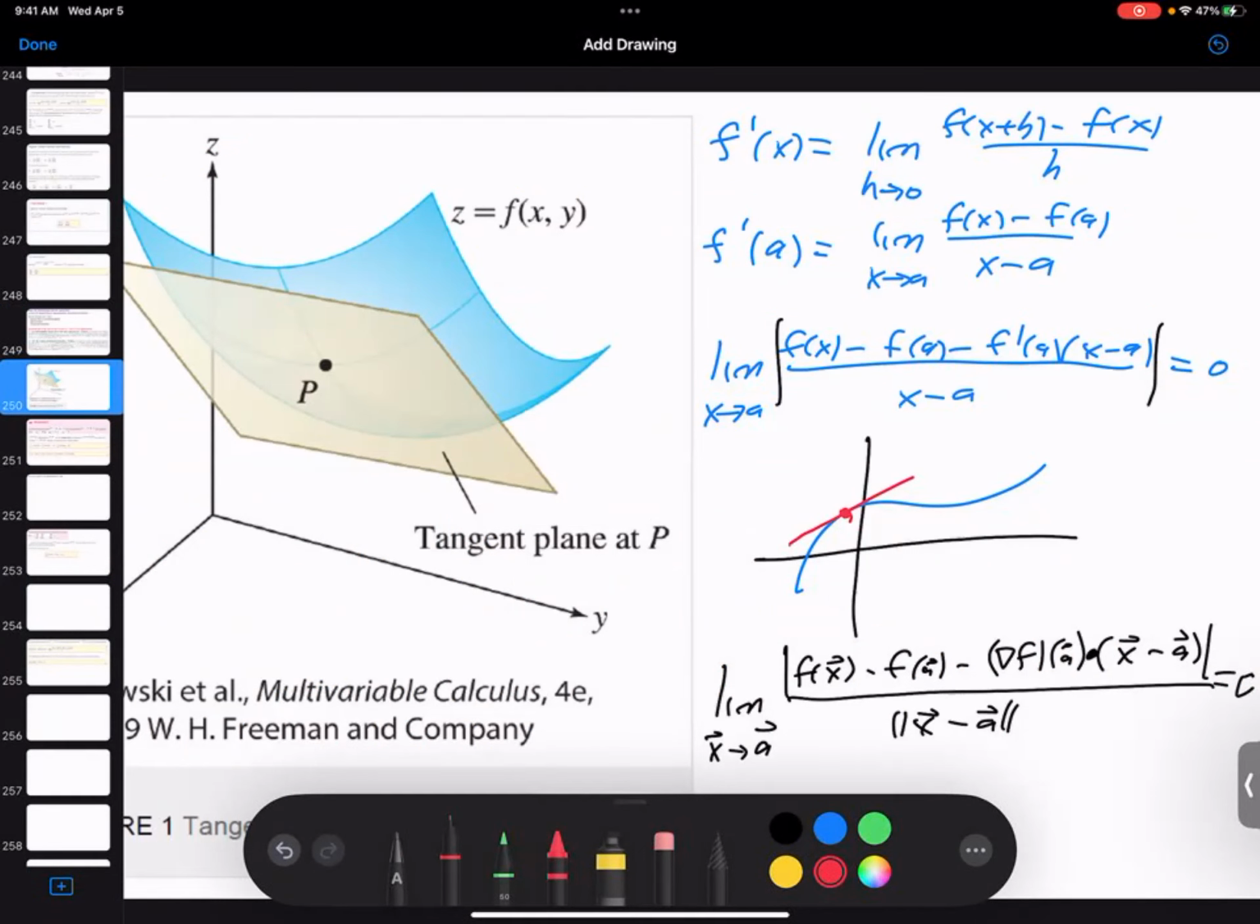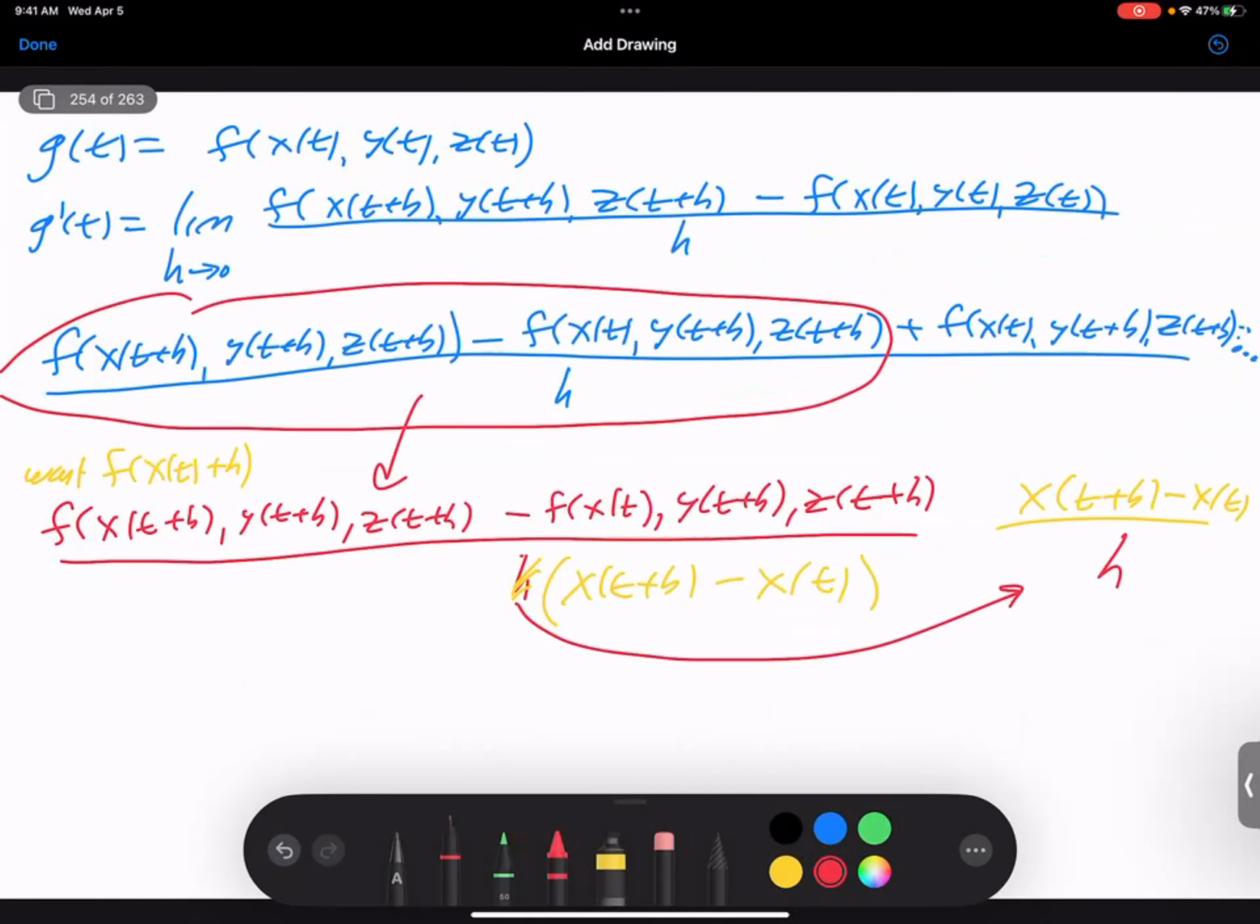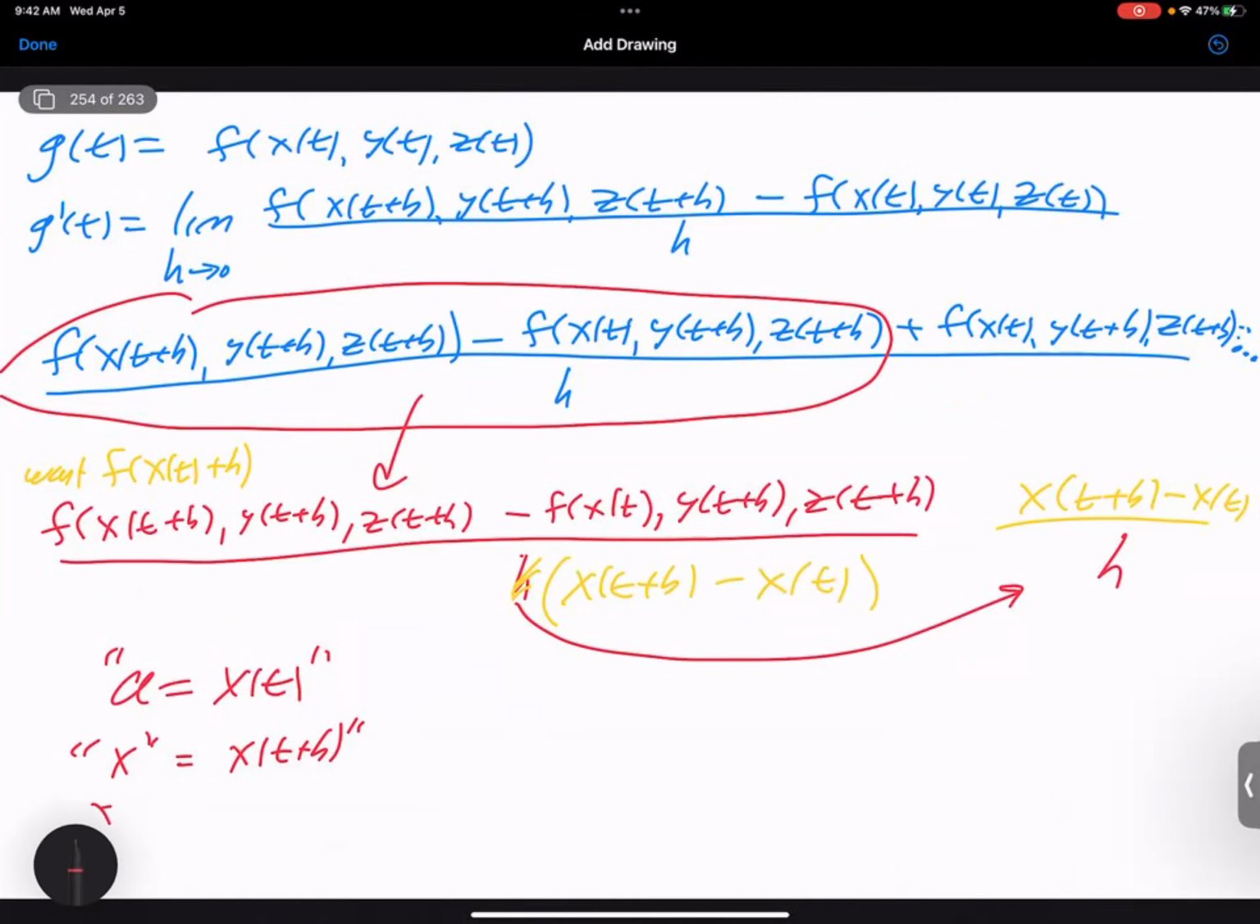That's one definition. If you look at what I have right now, it looks like the point a is being played by x of t, and the point x is being played by x of t plus h. And then x goes to a is just h goes to 0. Okay, so I'm just trying to give you a sense of where this formula is coming from.